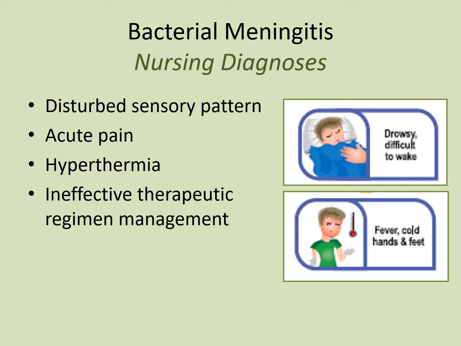Okay, so now let's talk about nursing diagnoses that are applicable to a patient who has bacterial meningitis. Certainly there is disturbed sensory pattern, especially in terms of increases in intracranial pressure, because we have changes in level of consciousness as well. They're drowsy, they could be difficult to wake up, and also another nursing diagnosis could be acute pain. Also hyperthermia related to fever, and ineffective therapeutic regimen management.